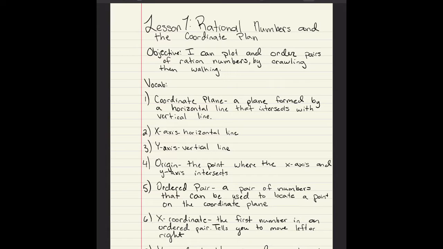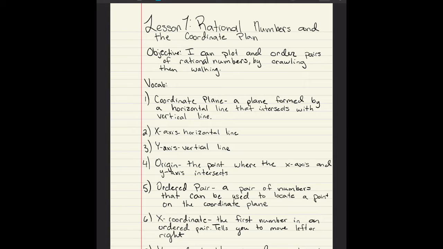This is rational numbers and the coordinate plane. As you can see, we have a lot of vocab today, but let's start with our objective. I can plot and order pairs of rational numbers by crawling then walking. So let's see what that means. I'm going to go through each of these vocab words and then show you an example of each.